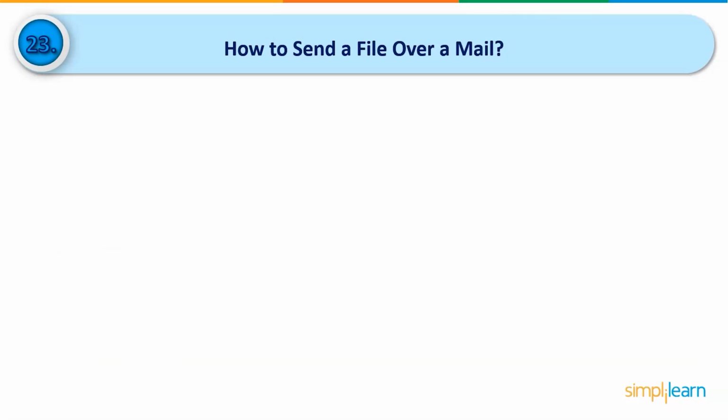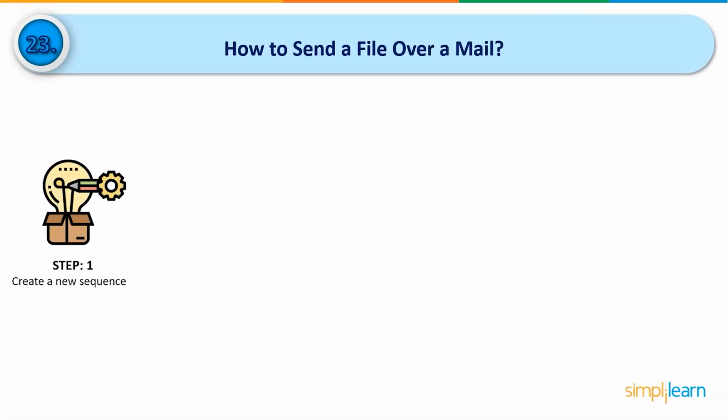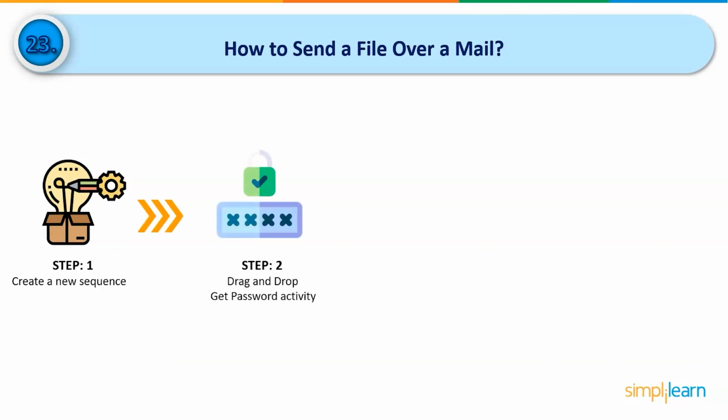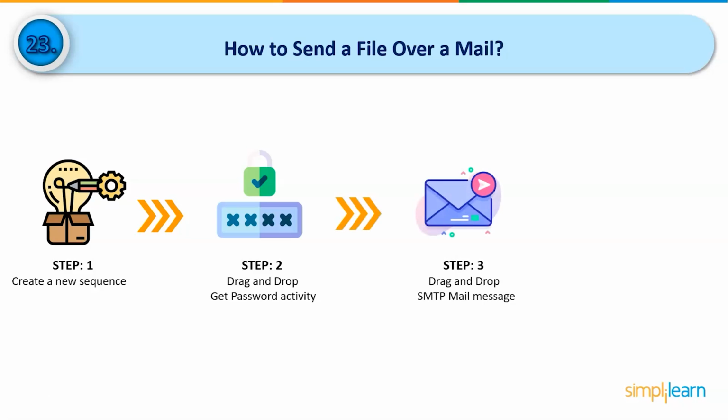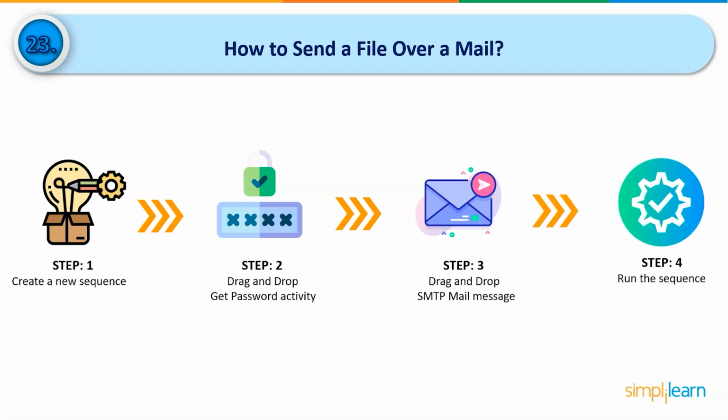How to send a file over a mail? So first create a sequence and create a file. After you have created a file, drag and drop get password activity. Then drag and drop a SMTP mail message activity. So basically these two activities are used to send a file over a mail. Then run the sequence. So we'll jump into the UiPath Studio and see.